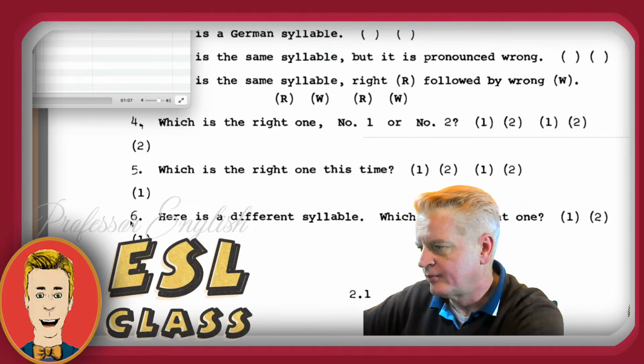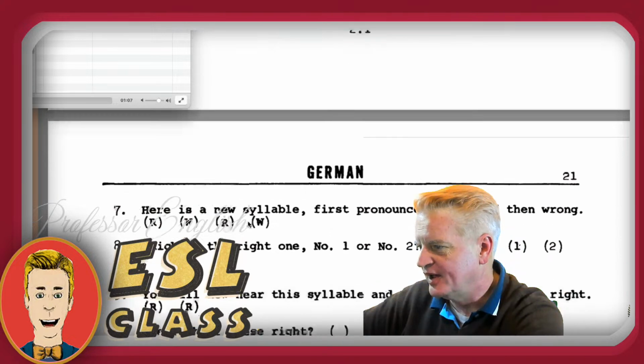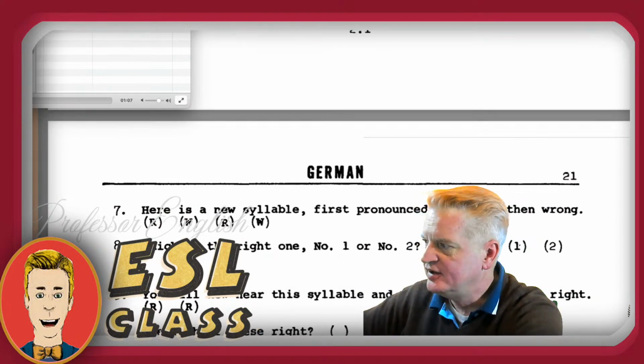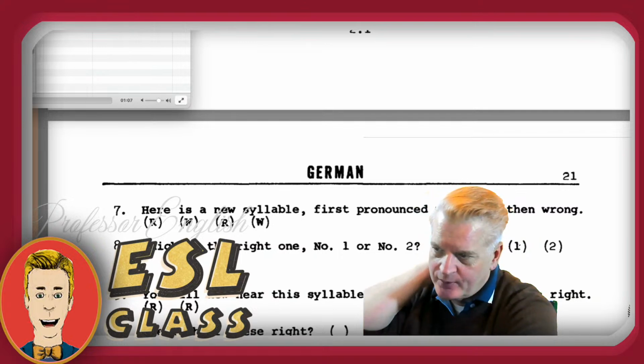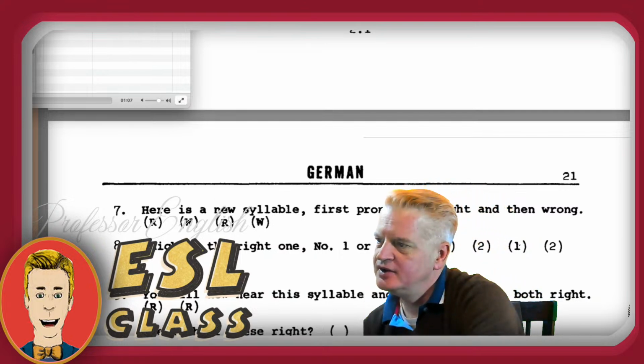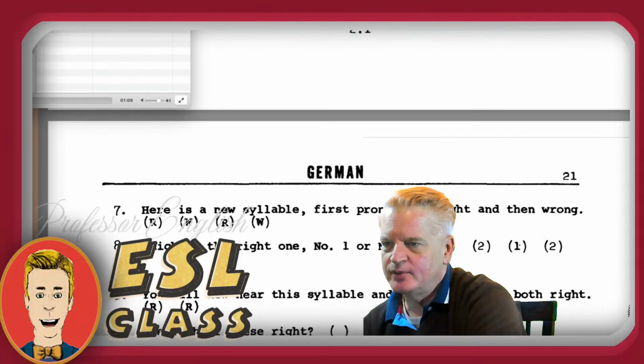Page 2. They sound very similar. I guess they're going to talk about that E sound. Maybe the German one is more intense. 7. Here is a new syllable. First pronounce it right, then wrong.